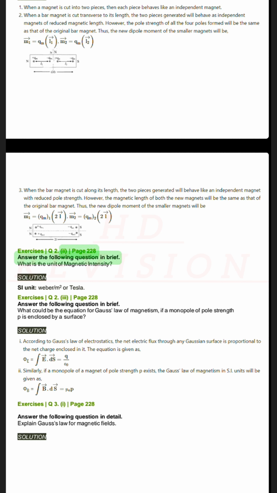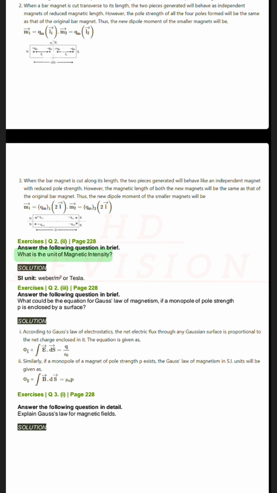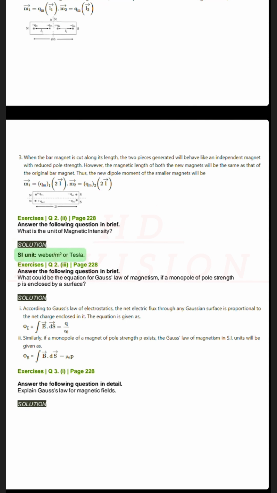Exercises, Q2, E, page 228. Answer the following question in brief. What is the unit of magnetic intensity? Solution. SI unit, Weber or Tesla.